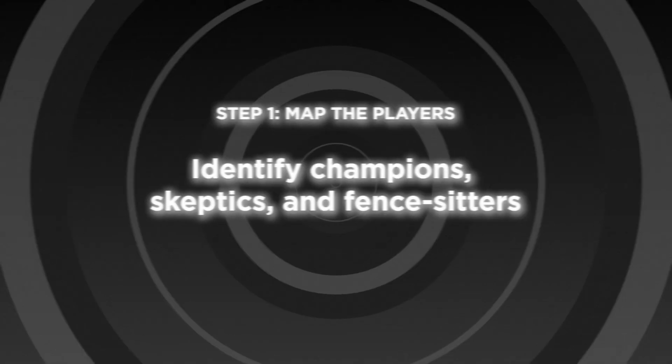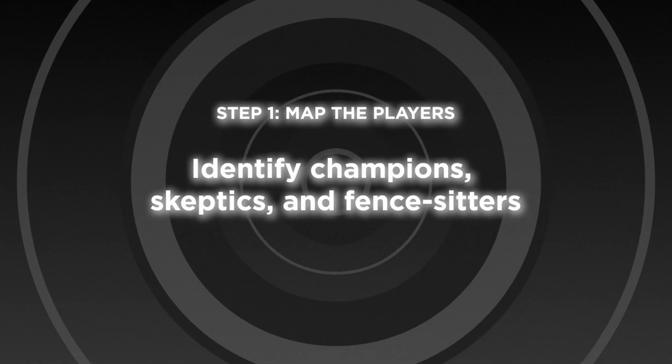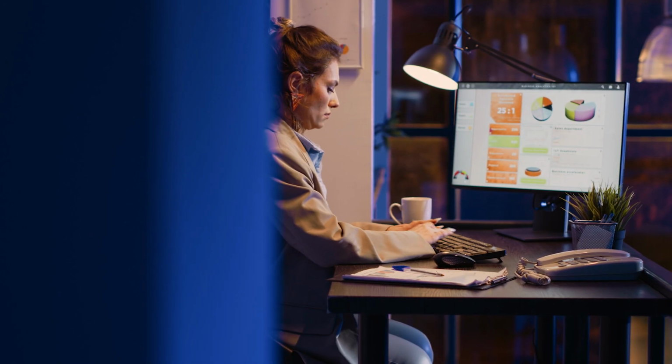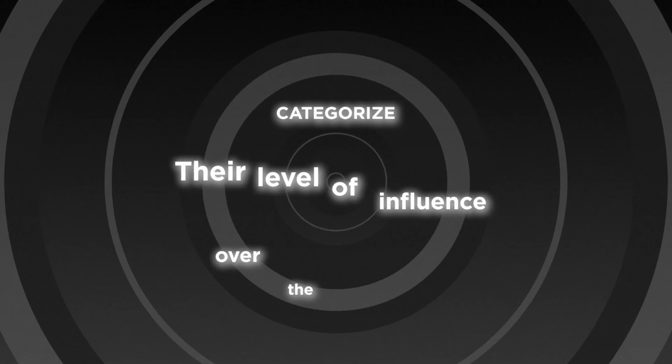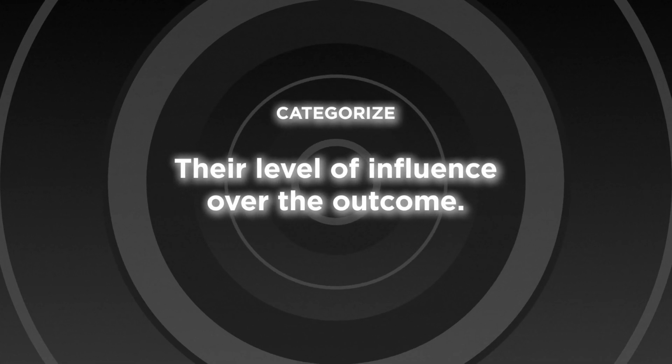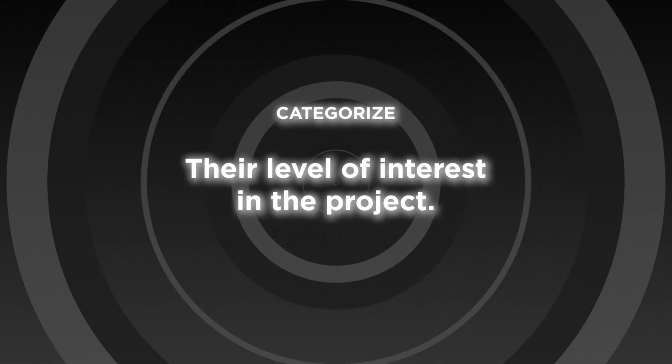Step 1. Map your stakeholders. Start by identifying everyone who has a stake in your project or decision. That includes direct team members, cross-functional partners, senior leaders, and even external collaborators. Once you've identified them, categorize them based on 2 criteria: their level of influence over the outcome and their level of interest in the project itself. This will give you clarity on who you need to focus your energy on.